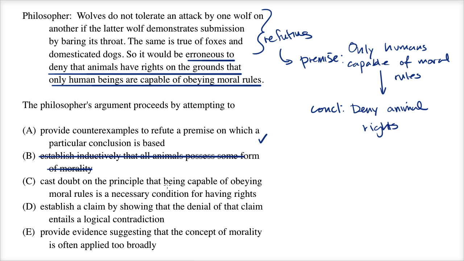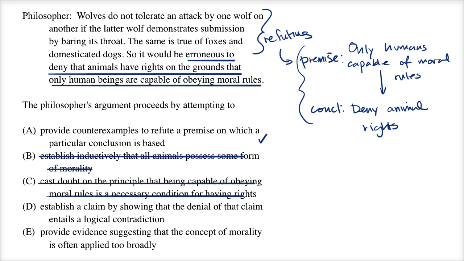Cast doubt on the principle that being capable of obeying moral rules is a necessary condition for having rights. So he's not attacking this premise-conclusion link. He's not saying that you need to have moral rights in order to make this conclusion. He's refuting anyone who goes through this logical chain by refuting the premise. So he's not casting doubt on the principle that being capable of obeying moral rules is a necessary condition for having rights. He's showing that, hey, there's some animals that have moral rules. So let's rule this one out.